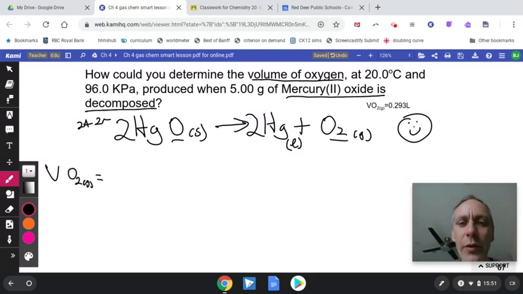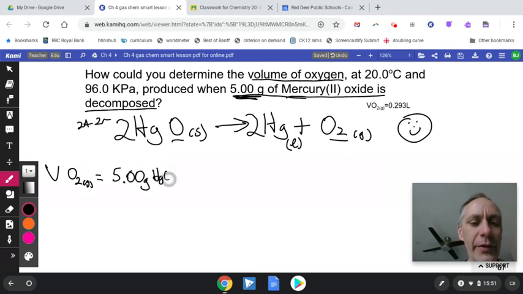Okay, and remember, in a stoich problem, when you're trying to convert from one chemical to another, we need to know the moles or the amounts. We can get the moles of mercury 2 oxide from its mass. So mass times molar mass. 5 grams of mercury 2 oxide times its molar mass, which is 1 mole over 216.59 grams.